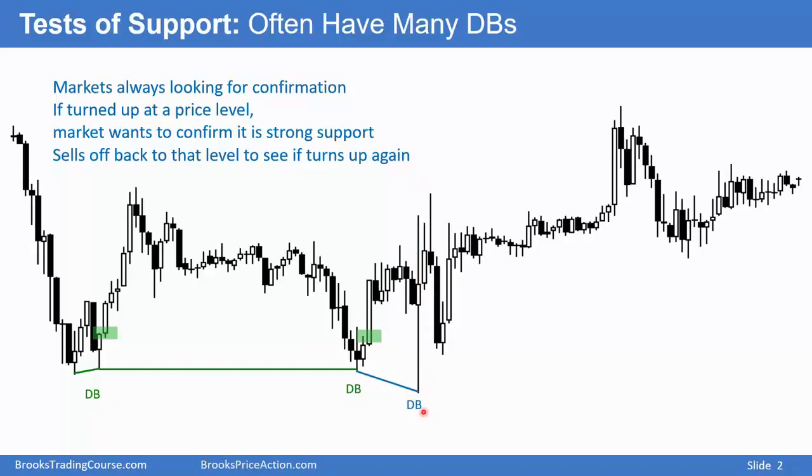Another test of the low, test of this low and a test of this low. And again, the bulls bought strongly, this time even more strongly than the other times. Very big tail on the bottom of this bar, very big bar. This is a double bottom, a test of the prior low to see if bulls would again buy at that price. It confirms this level as support.